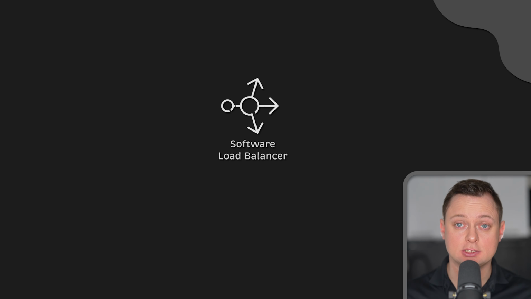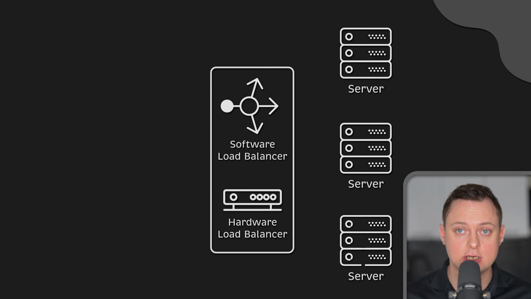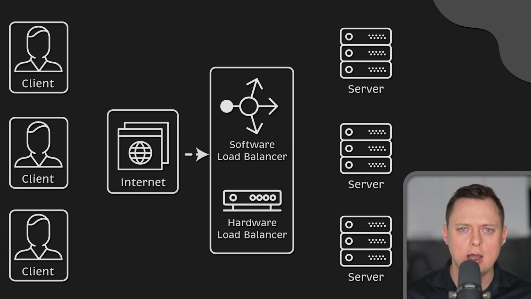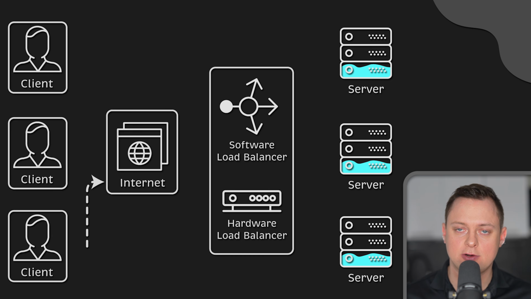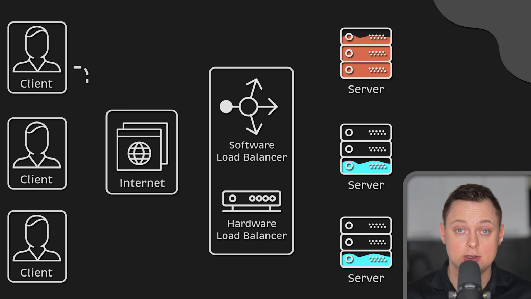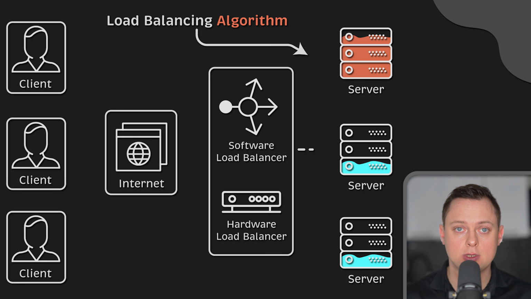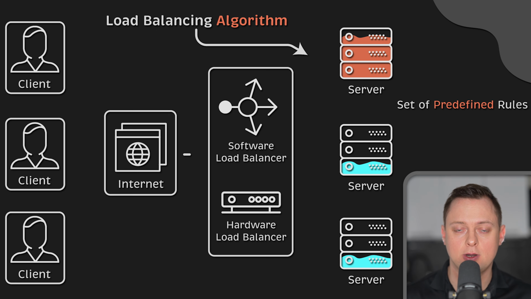A load balancer is a software or a hardware device that sits in front of your servers and distributes network traffic across them. I would say the main goal of the load balancer is to prevent any given server from becoming overloaded. The logic that the load balancer uses to distribute traffic is called a load balancer algorithm. You can think of it as a set of predefined rules.